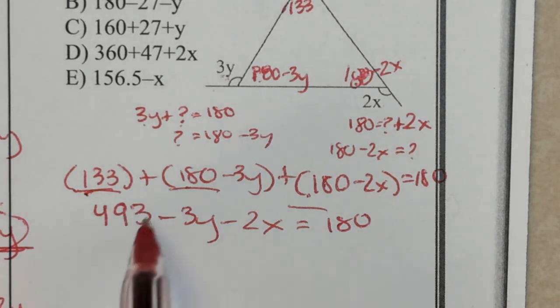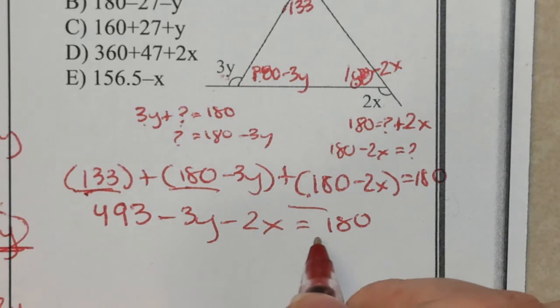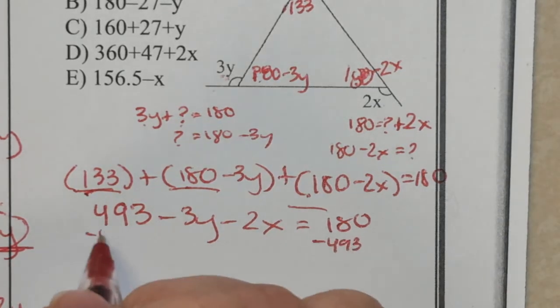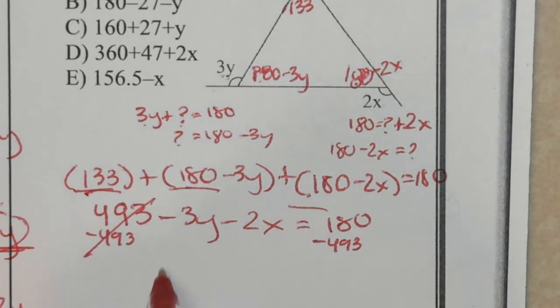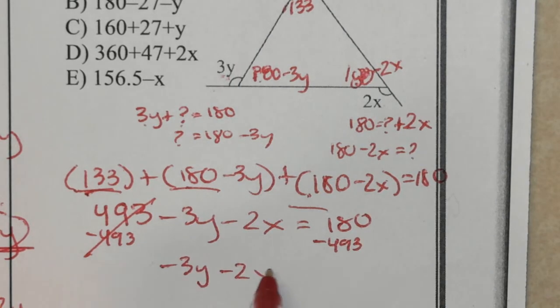I'm going to move this numerical value that doesn't have any variables to the opposite side. It's currently positive. When it goes over, it will be negative. Negative 3y minus 2x equals, and now on a calculator I take 180 subtract 493 to equal a negative 313.